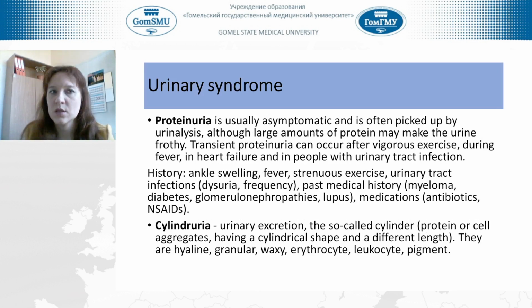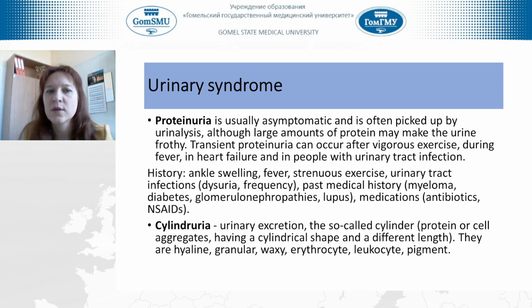Urinary syndrome that includes proteinuria is usually asymptomatic and is often picked up by urinalysis. Also, large amounts of protein may make the urine foamy. Transient proteinuria can occur after vigorous exercise, fever, and heart failure, or in people with urinary tract infection. In the history, you can see ankle swelling, fever, strenuous exercise, urinary tract infection, dysuria, frequency, past medical history. The causes can be myeloma, diabetes, glomerulonephritis, lupus, medications such as antibiotics and NSAIDs.